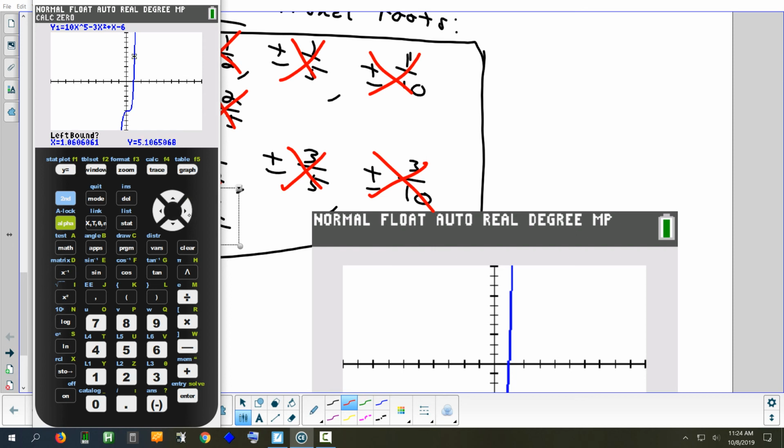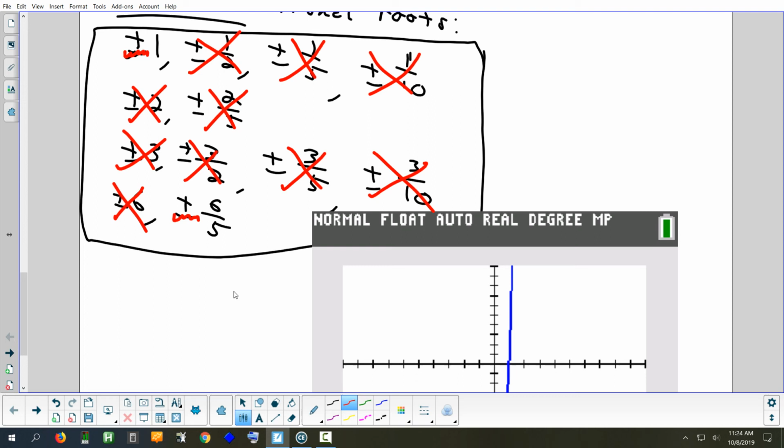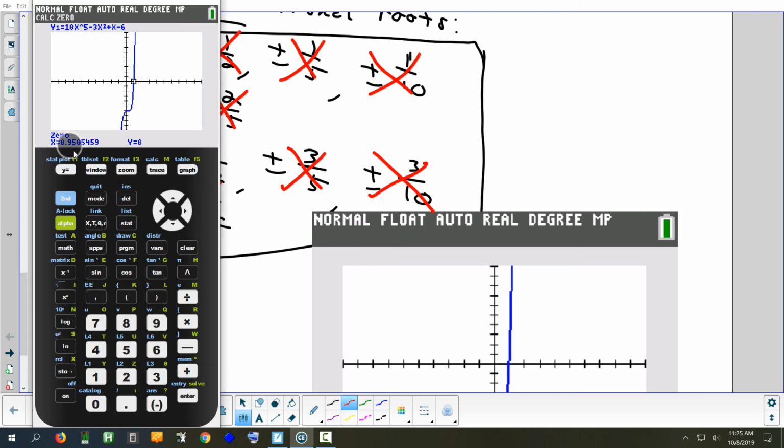Okay, so let's pick a point to the left. Let's go to the right and do a guess. We got 0.95. So 0.9505. Is that number either one of the options that we left? No. So this was a list of what kind of roots? Rational. What does that mean about this number? Irrational. It has to be irrational. Yep.